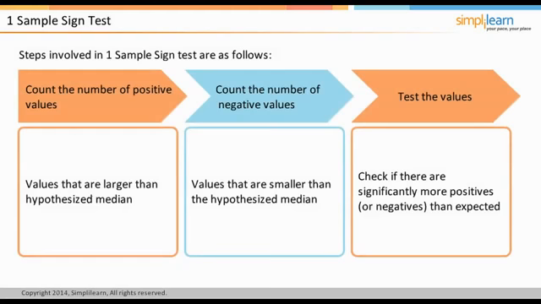Following are the steps in a one-sample sign test. First, count the number of positive values. These are the values that are larger than the hypothesized median. Next, count the number of negative values. These are the values that are smaller than the hypothesized median. Finally, test the values to check if there are significantly more positive values or negative values than expected.